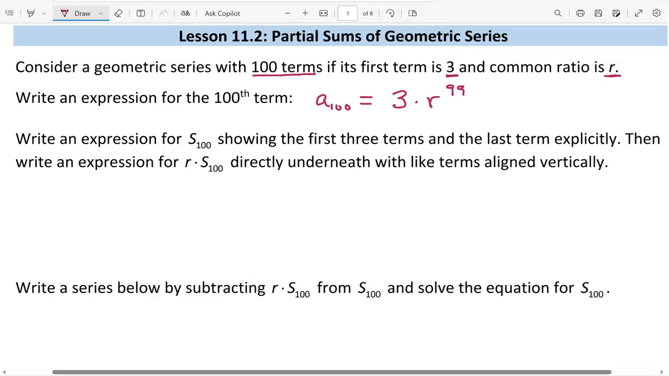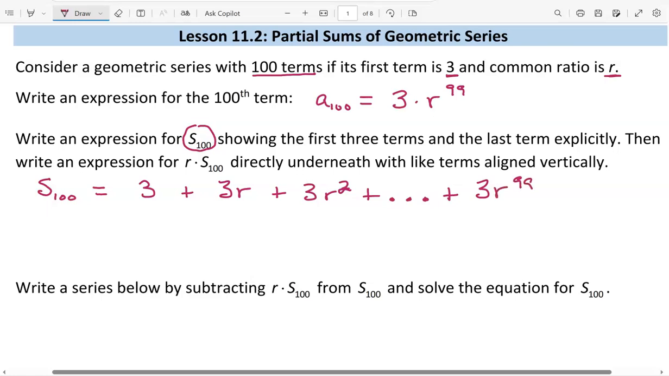We're going to use that to write an expression for the 100th partial sum. Remember, that's the sum of the first 100 terms. So s sub 100 is equal to the first term 3 plus the second term 3 times r plus the third term 3 times r squared. And we're going to stop there writing the terms explicitly and continue with a plus and then an ellipsis. And then we're going to write the last term, 3r to the 99th, explicitly.